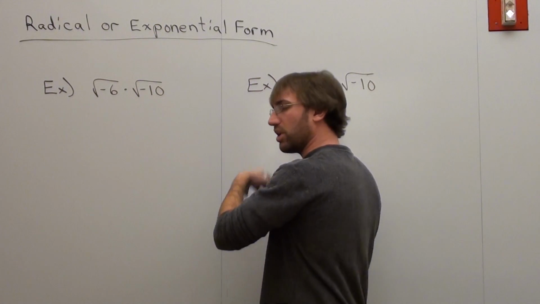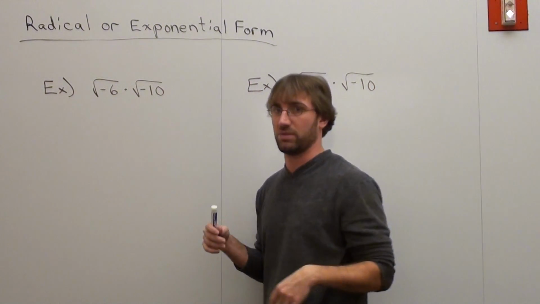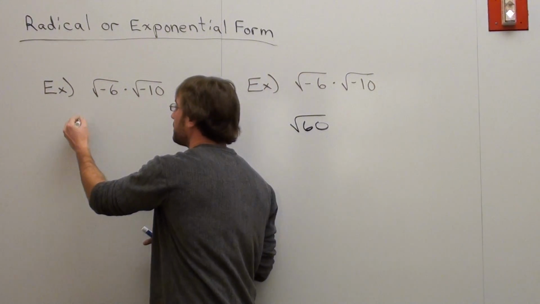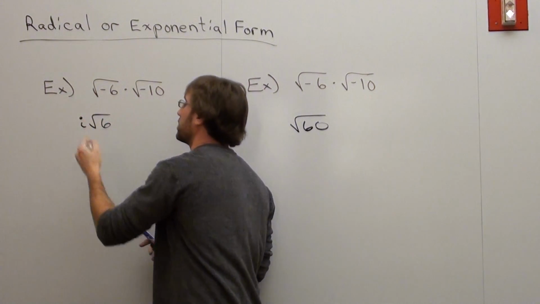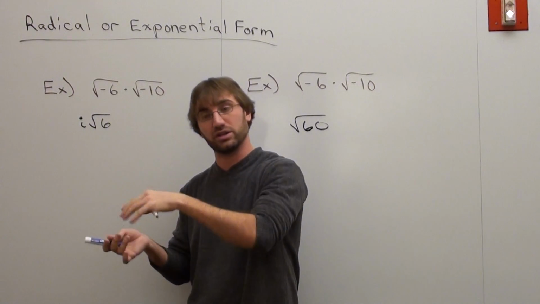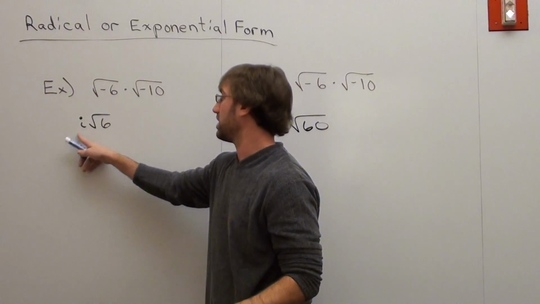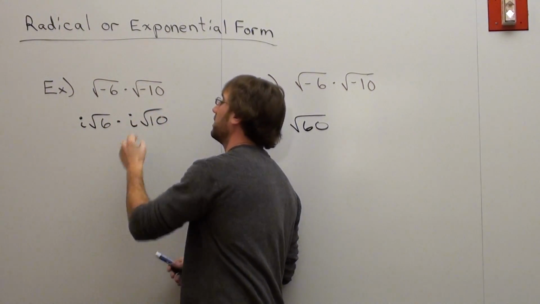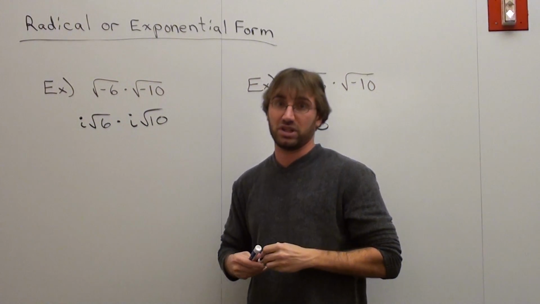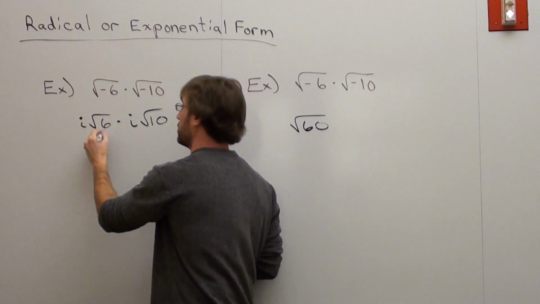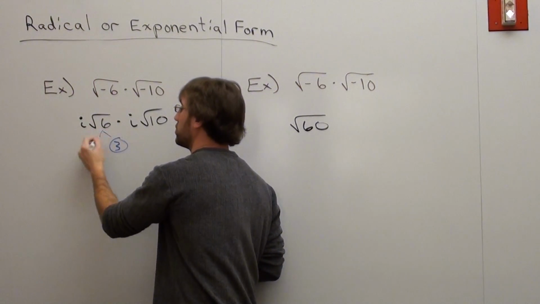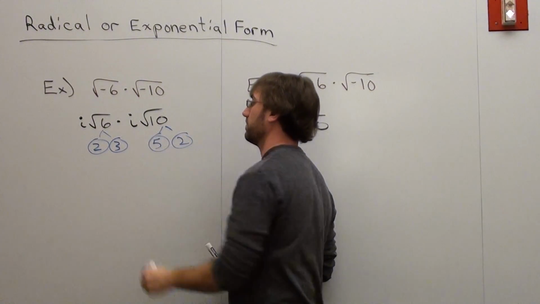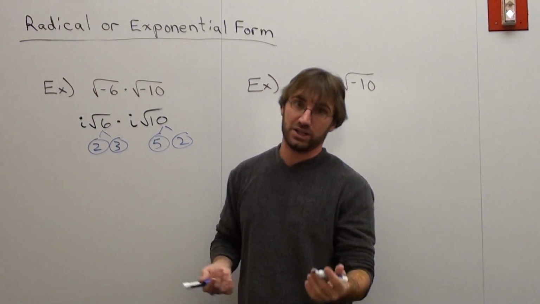I'll do this problem in just a second and show you why the answers don't come out consistently. So the square root of -6 is actually i root 6. You pull out a -1, and the square root of -1 is i. So it's i root 6 times i root 10. Now you can split the numbers accordingly. 6 goes into 2 and 3, circle your primes. 10 goes into 5 and 2, circle your primes. i times i is i squared.